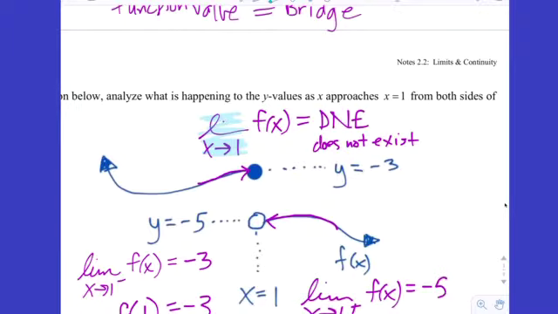So, if the function is continuous at a point, will the general limit exist? Yes. If there's a hole at an x value, will the general limit exist? Yes. Okay? If there is a jump at that discontinuity, will the general limit exist? No. Now, what about a vertical asymptote? We haven't seen that yet. Do you think the general limit is going to exist at a vertical asymptote?